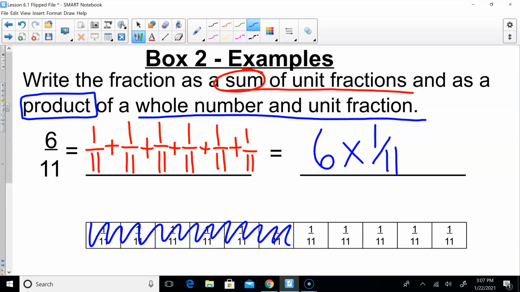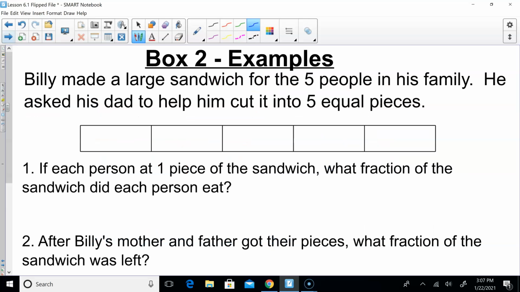And you pause the video, write down another example. So you have 3 great examples to notice about the sum of unit fractions. And make sure you split that up. It says sum, and then product of a whole number and unit fractions.